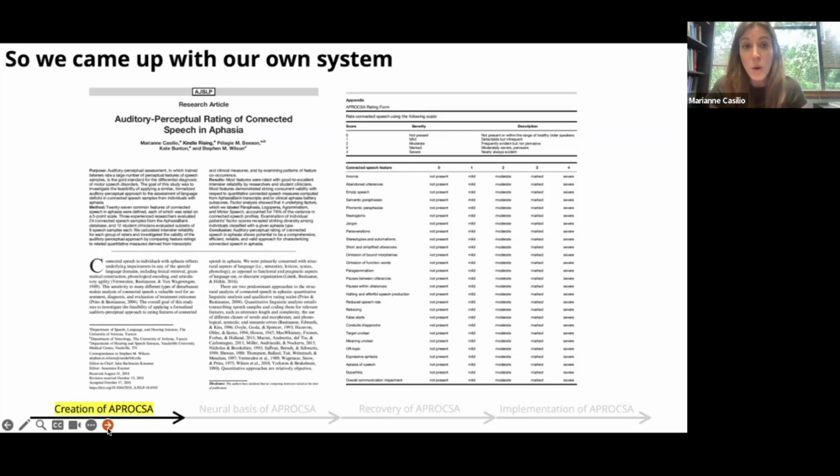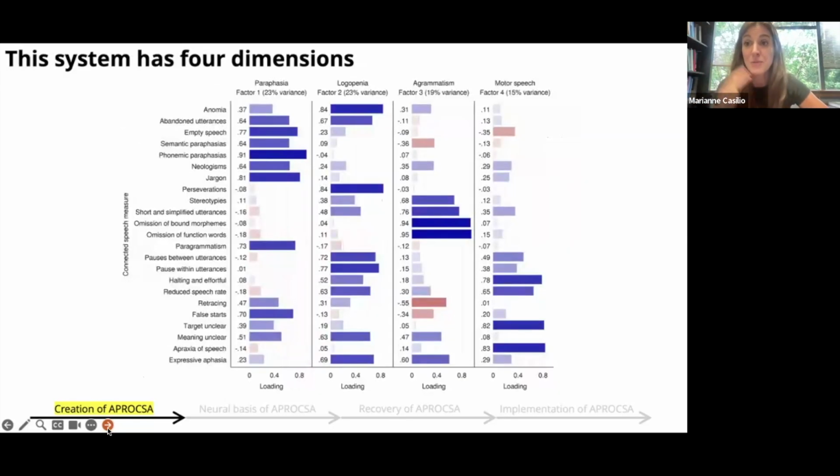In that work, we found that our APROCSA system was reliable when used both by student clinicians and by folks who are more expert and experienced in aphasia. We also found that it showed strong concordance with more established metrics, our transcription-based metrics that we often use in connected speech, and also associations with broader-stroke metrics from aphasia batteries, such as the Western Aphasia Battery. The last thing we found, which is really critical and perhaps was of most interest at the time, was that the system was multidimensional.